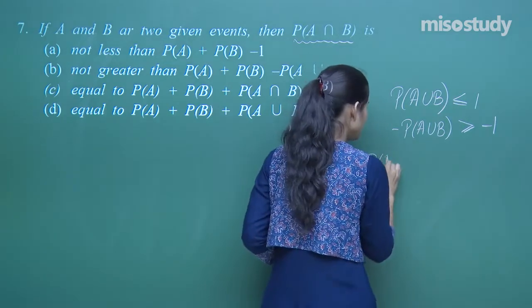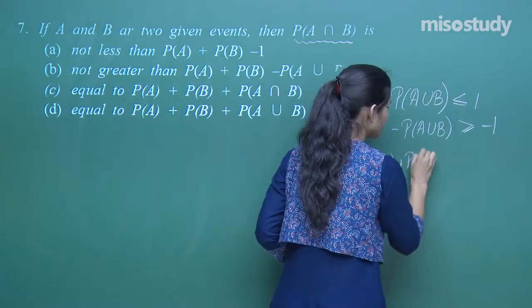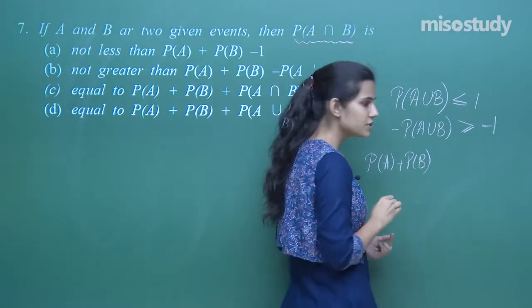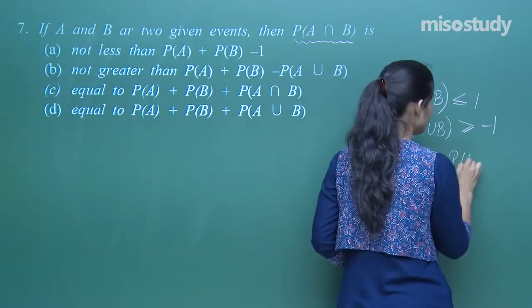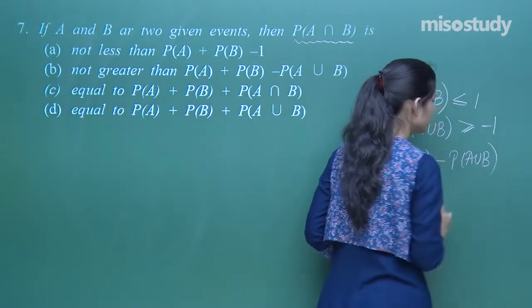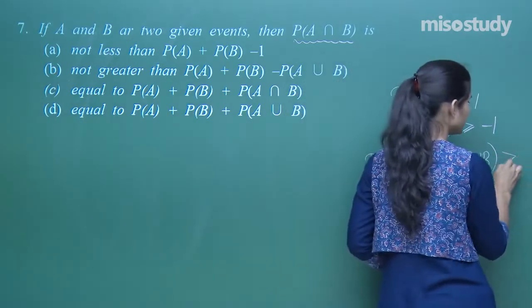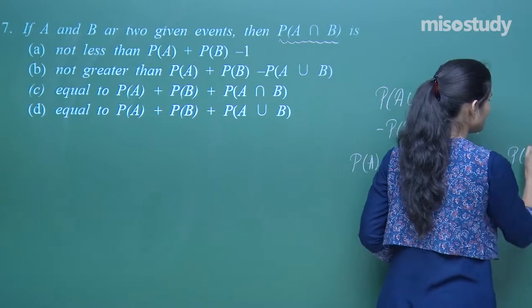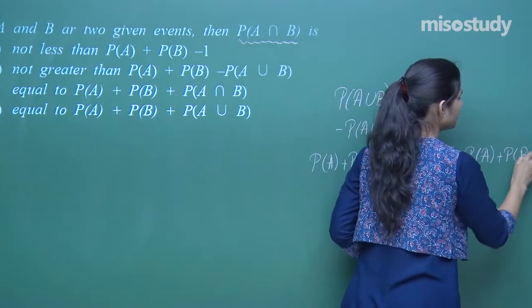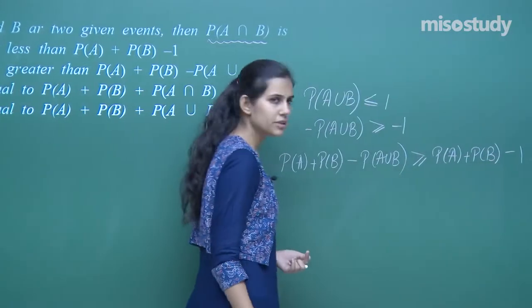Now when I add probability of A plus probability of B, they are also non-negative terms, greater than equal to 0, minus probability of A union B. Inequality doesn't change. Again I am adding on both sides. This is what you get.